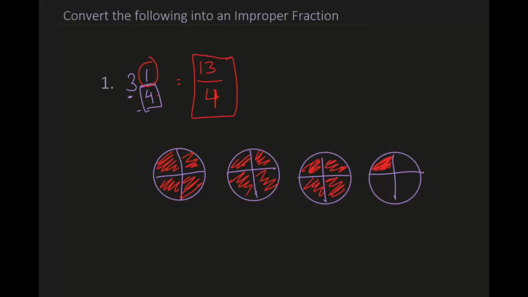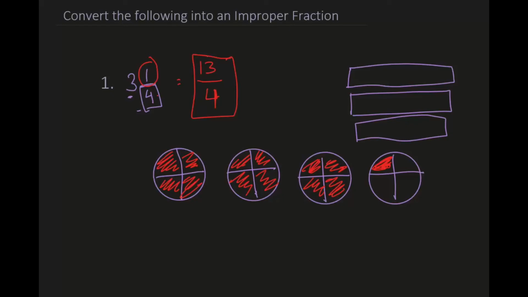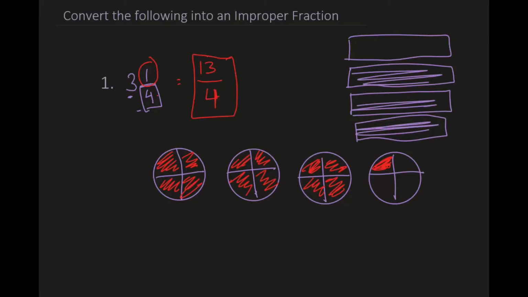Another way of doing this is you can use fraction strips. So let's say this is 1 whole. So let's draw 3 of those, 1, 2, and 3. And then let's draw 1 more, because that would be our 1/4. So we know that this is 1, 1, and 1. And we have a quarter right here.